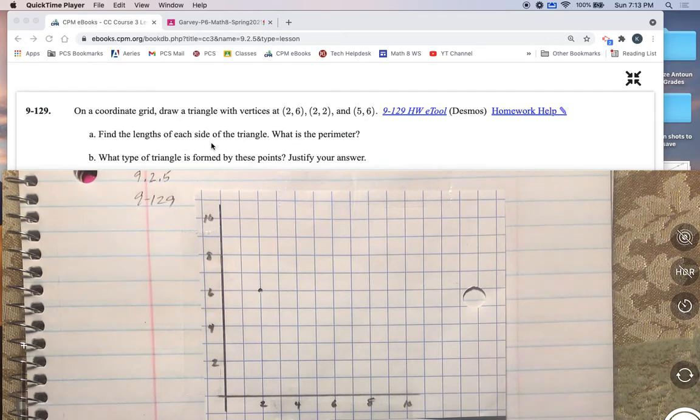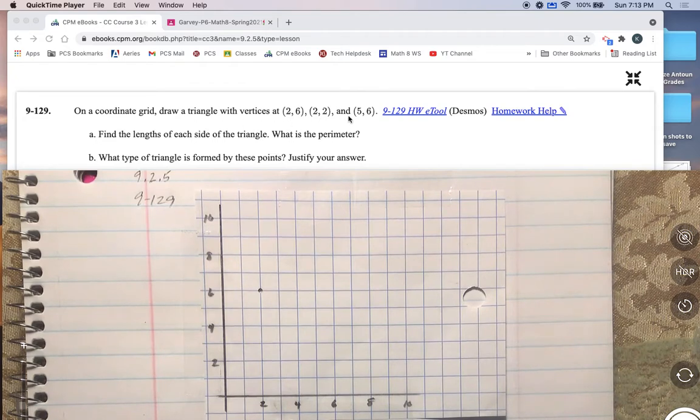A. Find the lengths of each side of the triangle. What is the perimeter? And what type of triangle is formed by these points? Justify your answer. Okay, so the first thing we're going to do is draw our triangle.